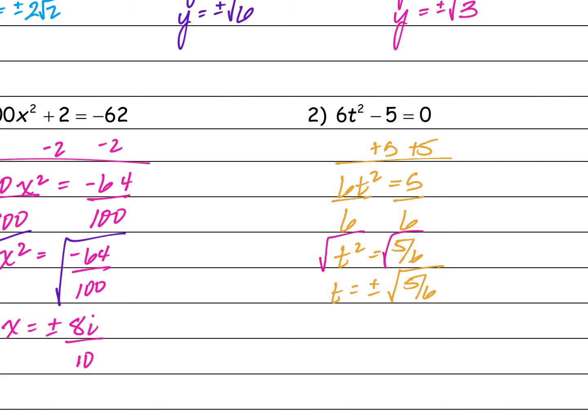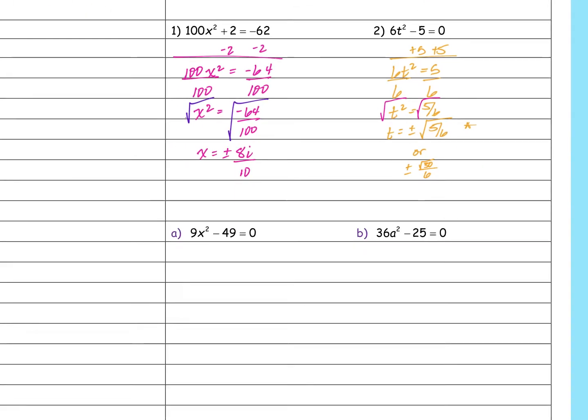Great. Or you can rationalize the denominator. It didn't ask us to, right? But sometimes it will. So I'm going to put or here: or plus or minus the square root of 30 over 6. Either one is correct. Okay, I don't care how you write it. Unless it asks to rationalize the denominator, this is fine for me. Okay, any questions?